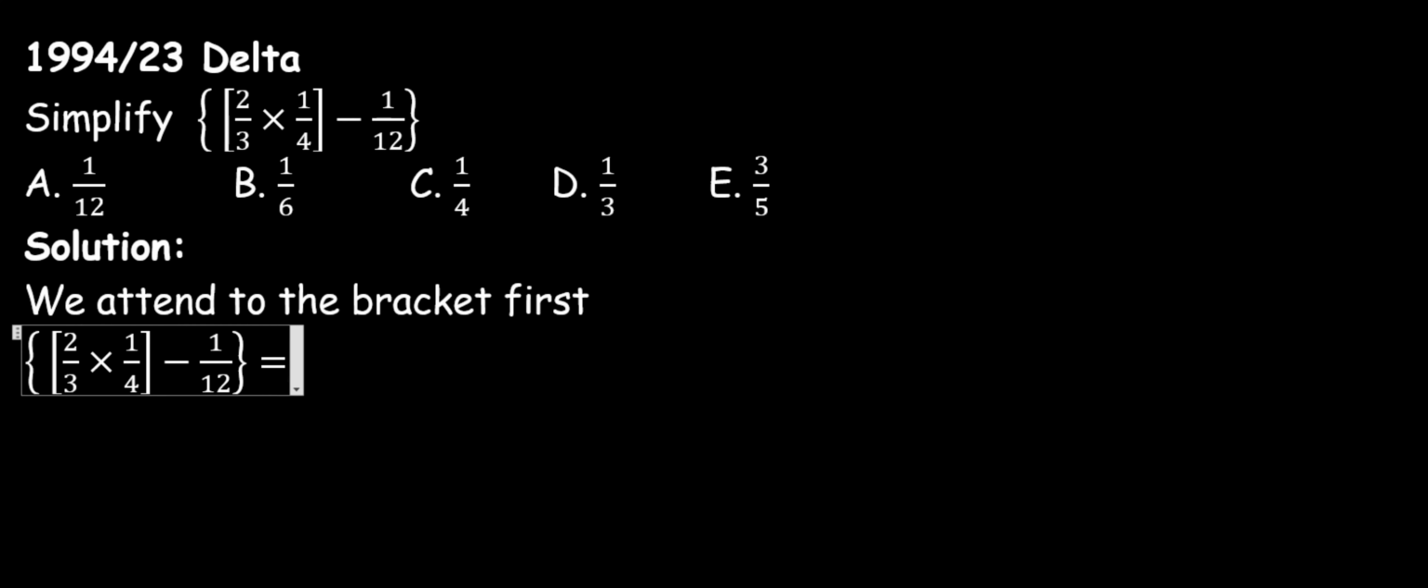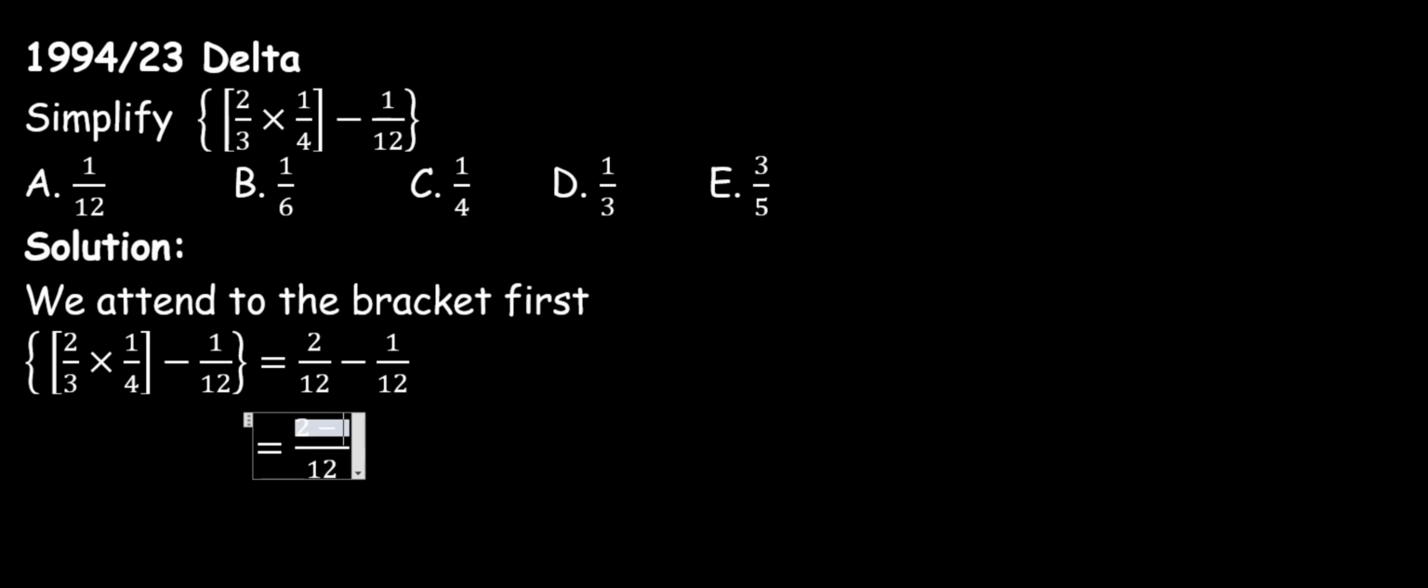or multiply out. So in this case, we are multiplying out. So we have 2 over 12 minus 1 over 12. And taking the LCM of 12 and 12, you have 12 at the denominator. We are now left with a fraction with subtraction in the fraction. So we take the LCM of the denominator, which is 12.